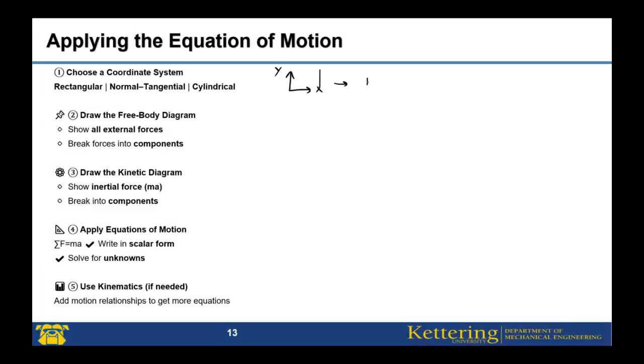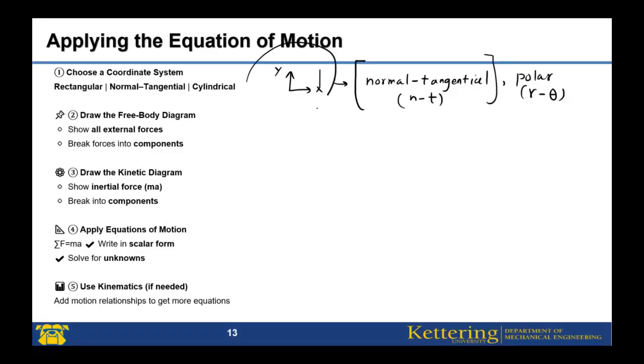Also, you learned about the normal-tangential coordinate, or NT. Also, you learned about the polar coordinate, r and theta. You may have learned these in physics, but we extend the normal-tangential and polar coordinate systems to show the motion in different coordinates.